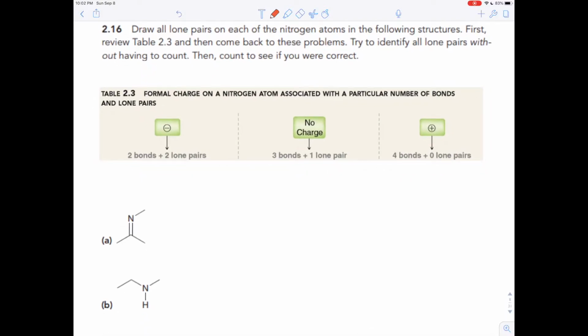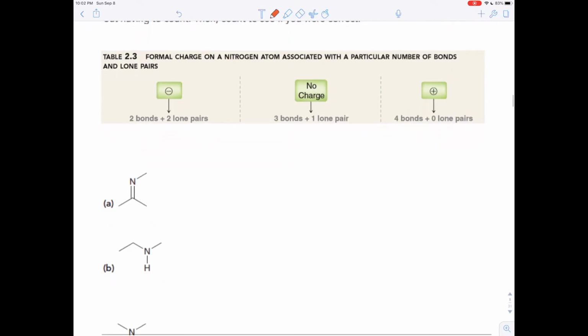They have a little shortcuts here if you want to memorize them. If a nitrogen has a negative charge, it'll have 2 bonds and 2 lone pairs. If a nitrogen has no charge, it'll have 3 bonds and 1 lone pair. And if a nitrogen has a positive charge, it'll have 4 bonds and 0 lone pairs. So you are welcome to memorize that and apply it to these problems.